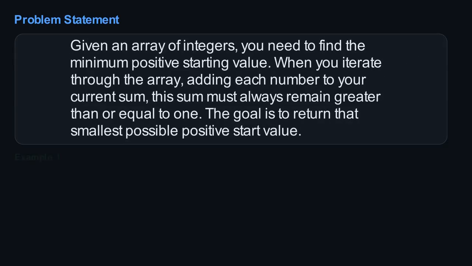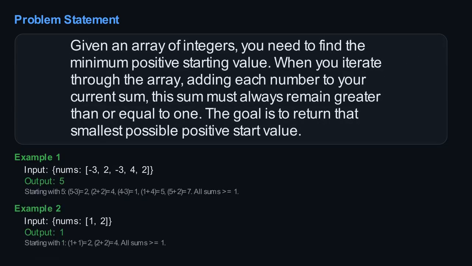Given an array of integers, you need to find the minimum positive starting value. When you iterate through the array, adding each number to your current sum, this sum must always remain greater than or equal to 1. The goal is to return that smallest possible positive start value.